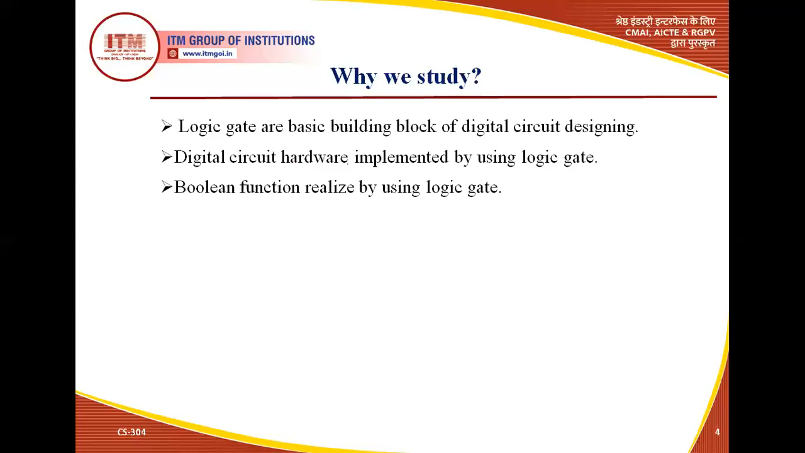Okay, and we can also implement the hardware of the digital circuit by using these logic gates, because these logic gates are available in different ICs. So we can purchase these ICs from the market and develop our digital circuit. That means our logic by using digital circuits. We can also realize the Boolean function by using these logic gates, because first we convert our logic into a Boolean function, and after that these Boolean functions are realized with the help of these logic gates.